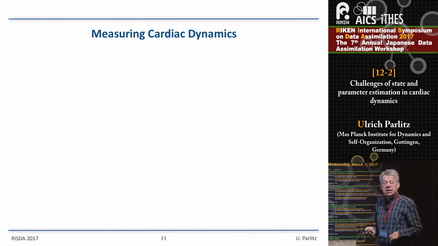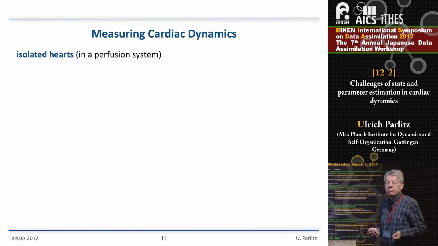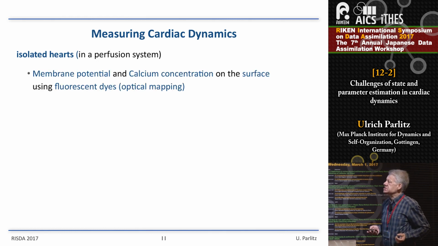Now, if we want to study cardiac dynamics in a real heart, we have to measure something. So what can we measure? First of all, one can distinguish two cases. The first case is that we consider an isolated heart taken off the body and put into a perfusion system. And there you can use fluorescent dyes to measure the membrane potential, the calcium concentration on the surface of the heart. And this is called optical mapping. I will show you an example in a minute.